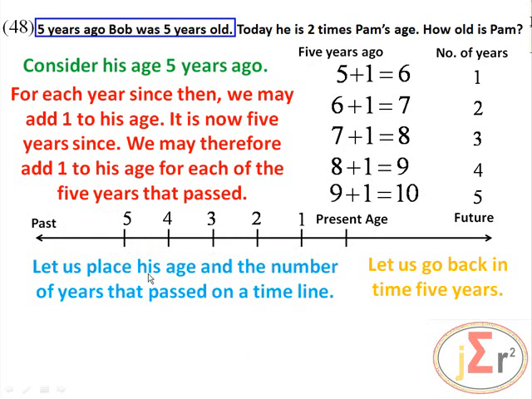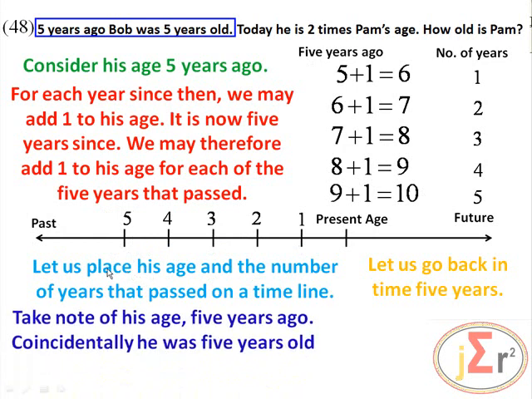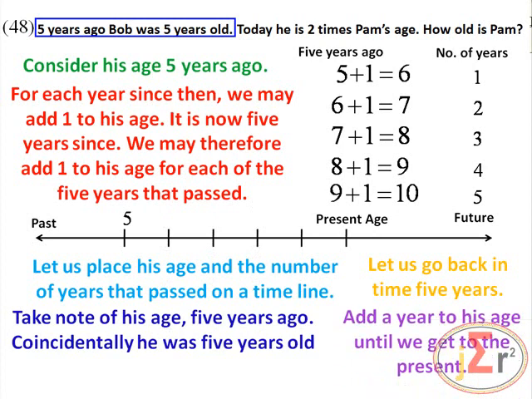Coincidentally, he was 5 years old. So, take note of his age 5 years ago, which is 5 years. Add a year to his age until we get to the present, because we want to find his present age. So, we add 1 consistently to his age until we get to the present age. Right, and his present age is?